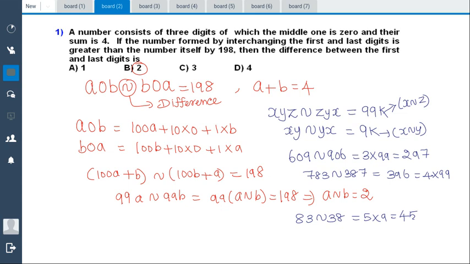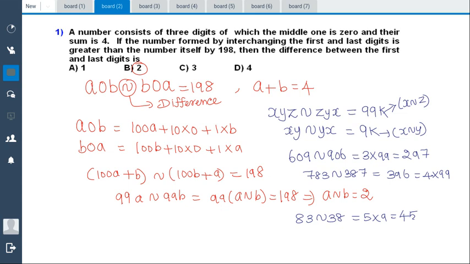So if I know this concept, then I can answer this question in a few seconds. It's a three-digit number and the difference is 198. So the difference between the first and the last digit must be 2, because 198 is equal to 99 into 2. My idea is not just solving the problem, but explaining the concepts, so that you can solve any similar problems easily without using pen or pencil.